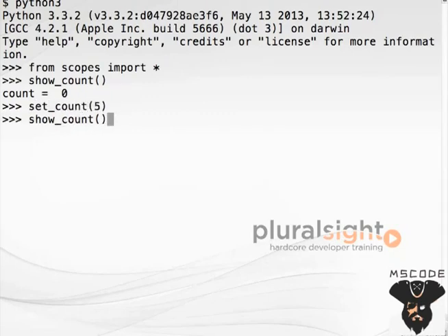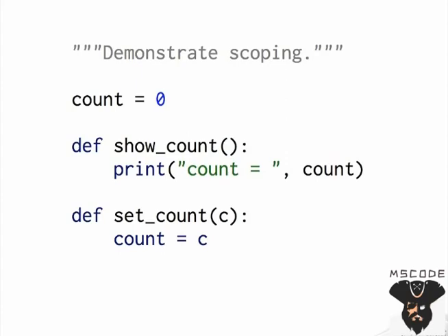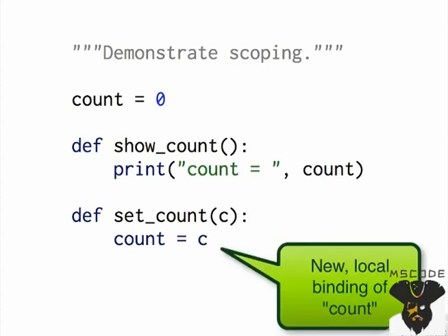You might be surprised that show_count displays 0 after the call to set_count, so let's work through what's happening. When we call set_count, the assignment count equals c binds the object referred to by the formal argument c to a new name, count, in the innermost namespace context, which is the scope of the current function. No lookup is performed for the global count at module scope. We have created a new variable which shadows and thereby prevents access to the global of the same name.